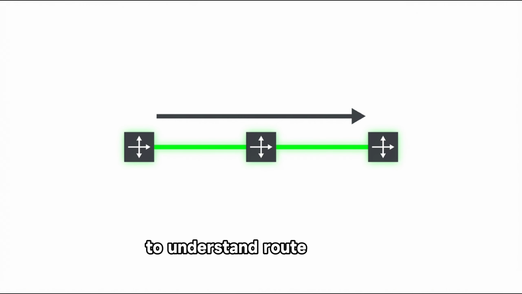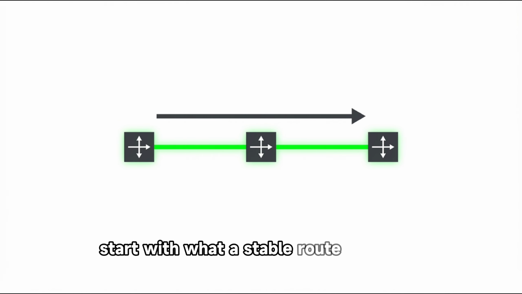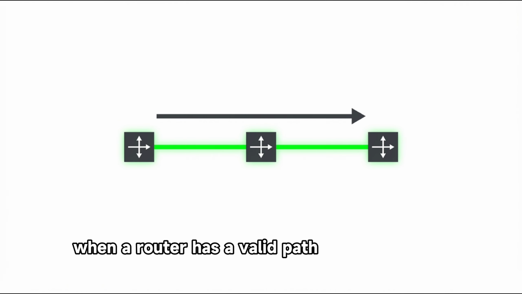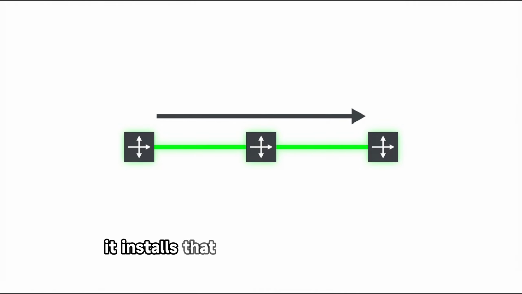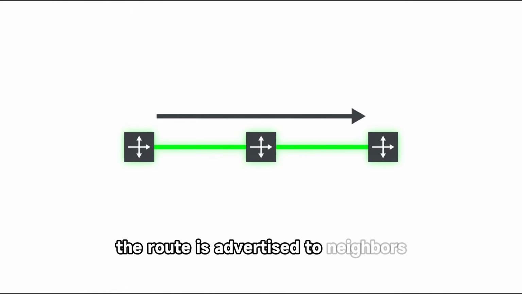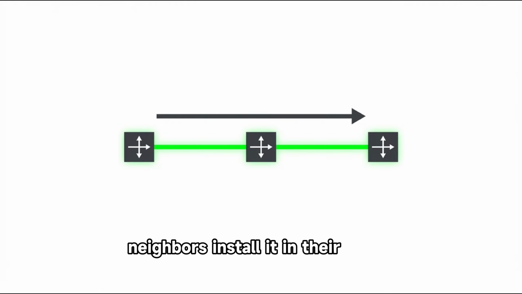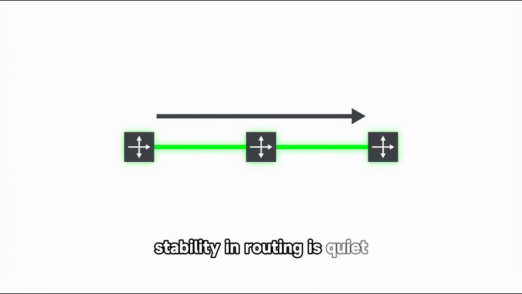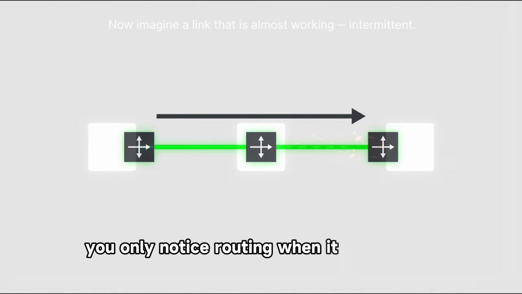To understand route flapping, start with what a stable route looks like. Under normal conditions, when a router has a valid path to a destination, it installs that route in its routing table and keeps it there. The route is advertised to neighbors. Neighbors install it in their tables. Traffic flows. Nothing interesting happens. Stability, in routing, is quiet. You only notice routing when it misbehaves.